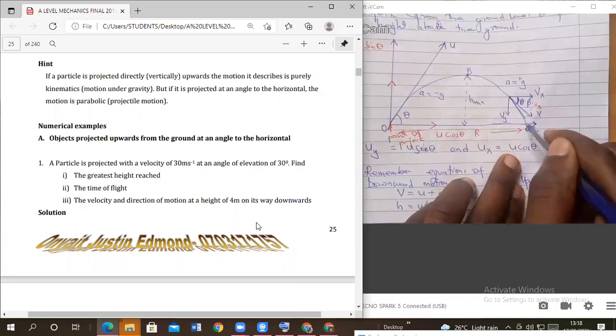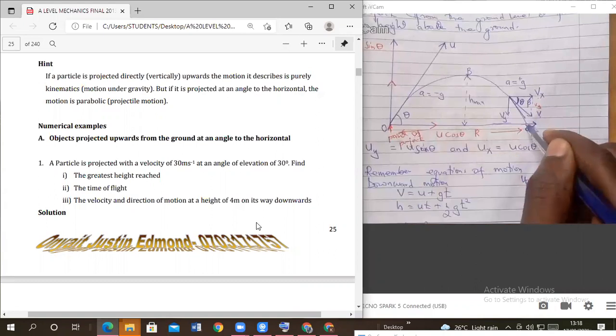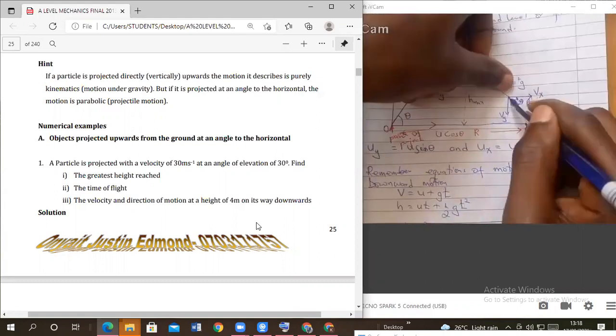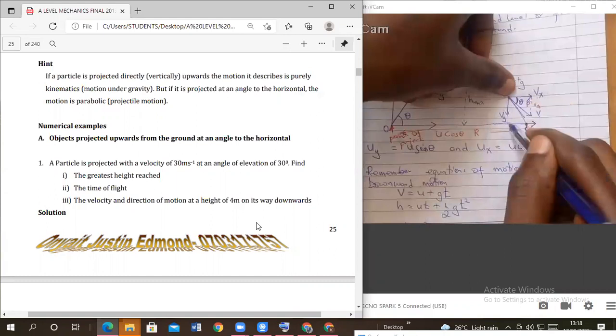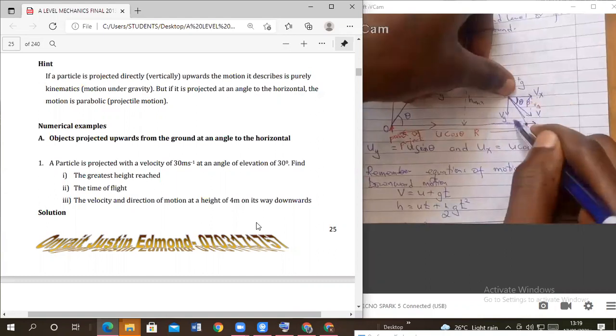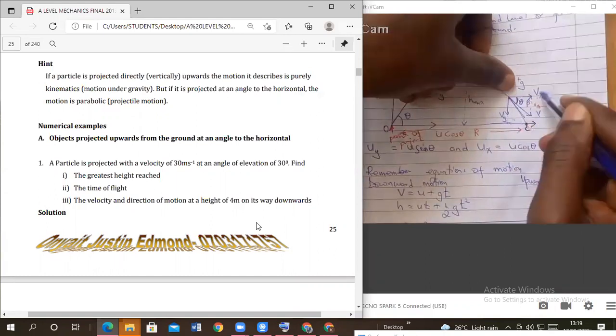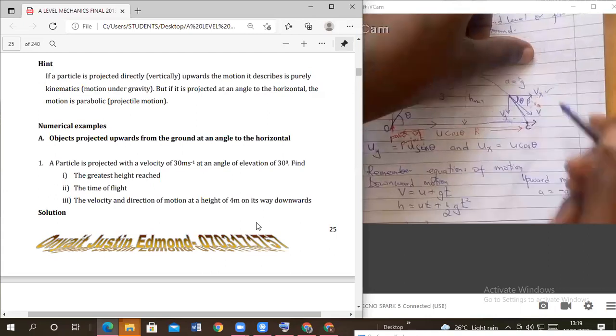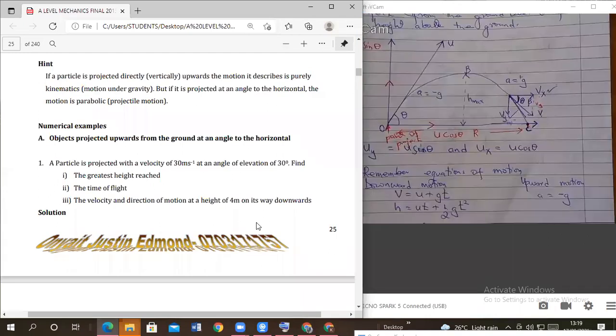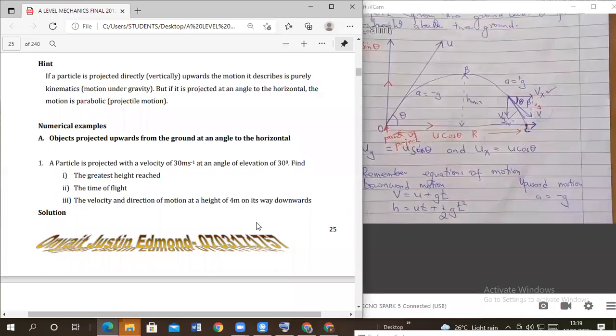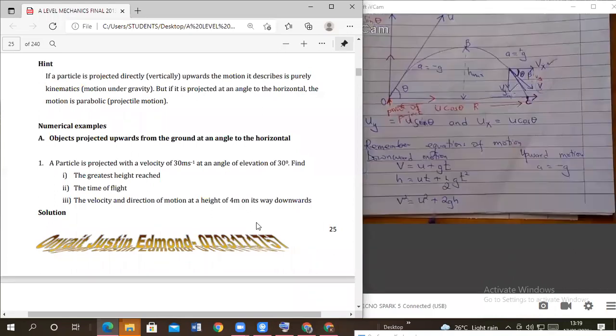But now they're asking you the velocity at the height of 4 meters above the ground on its way downwards. So they're telling you this distance here is 4 meters. You do that calculation, which means you have to find Vx and Vy, then use Pythagoras theorem to find V. Are we together?